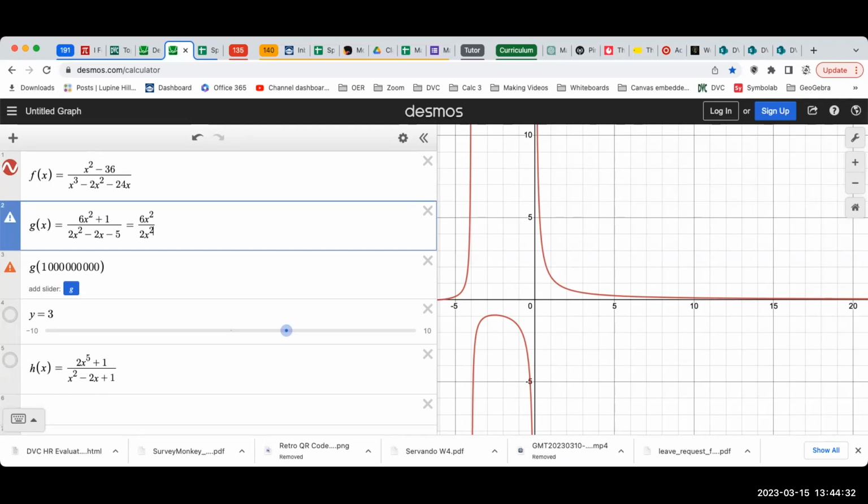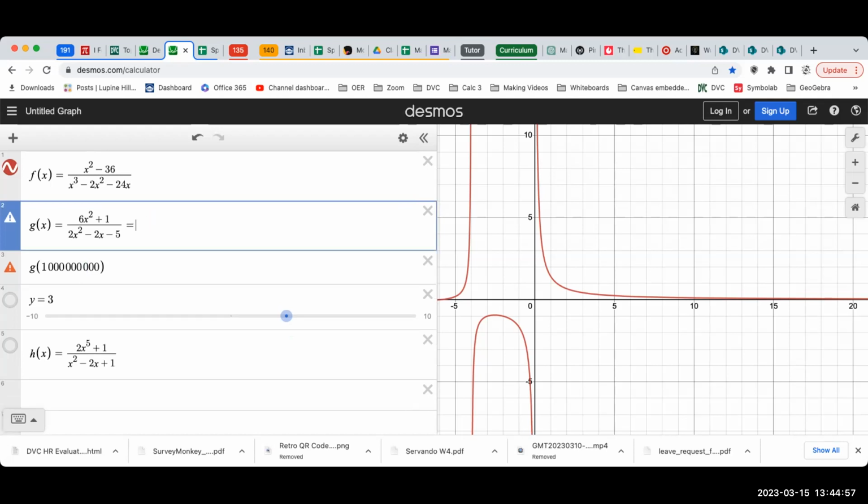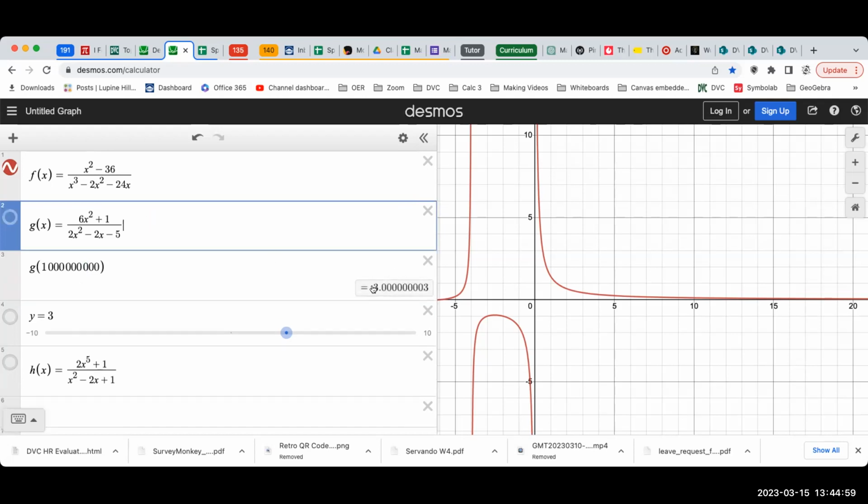But what happens if the degrees are the same? What happens to the x's? They cancel. So what you end up approaching are the leading coefficients of the top over the leading coefficients of the bottom, which is 6 divided by 2. Yeah, that's why this keeps approaching 3.